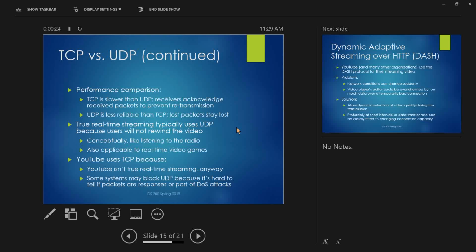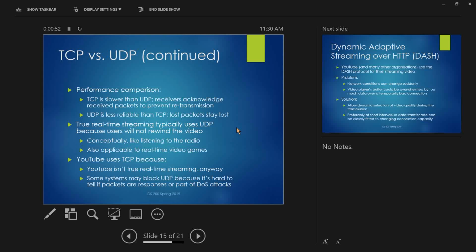Now, if you're doing true real-time streaming, it makes sense to use UDP. The reason is, users aren't going to rewind the video. Imagine you're sitting in your car, driving along with the radio on, and you switch stations and get to hear the last 10 seconds of some song you really like. What happens? It's just gone. The moment has passed. You can't rewind the radio and try to catch up to what was there. That's the idea with UDP.